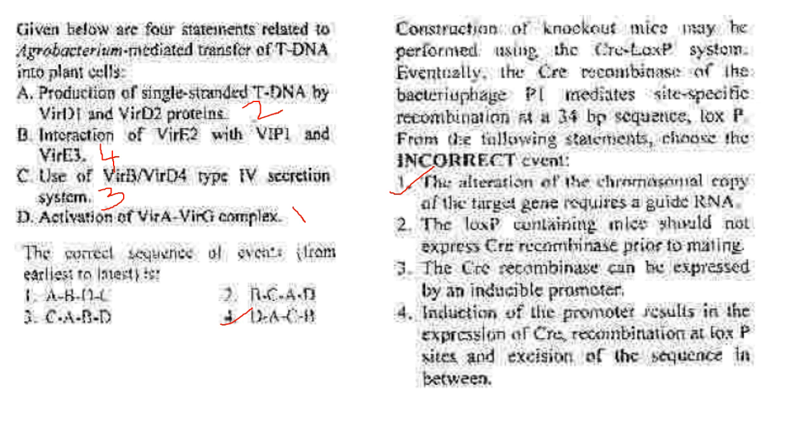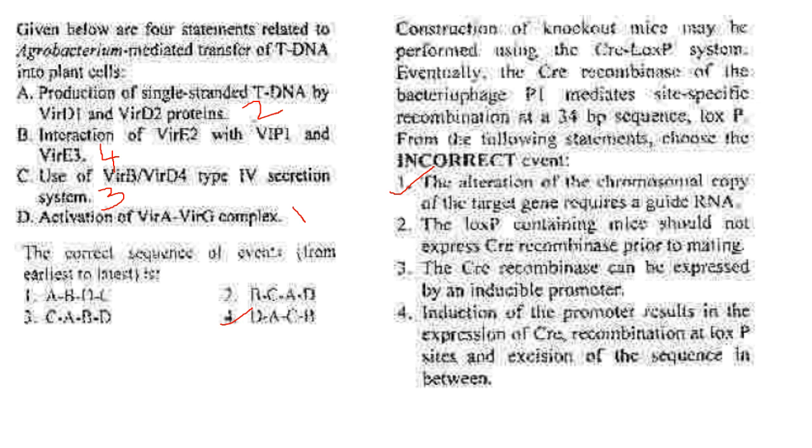So the first stage in the sequence would be activation of VirA, VirG complex. Then comes production of single-stranded T-DNA by VirD1 and D2 proteins. That comes second. Use of VirB, VirD type 4 secretion system comes third. And interaction of VirE2 with VIP1 and VirE3 comes fourth. So D, A, C, B. That is option 4.